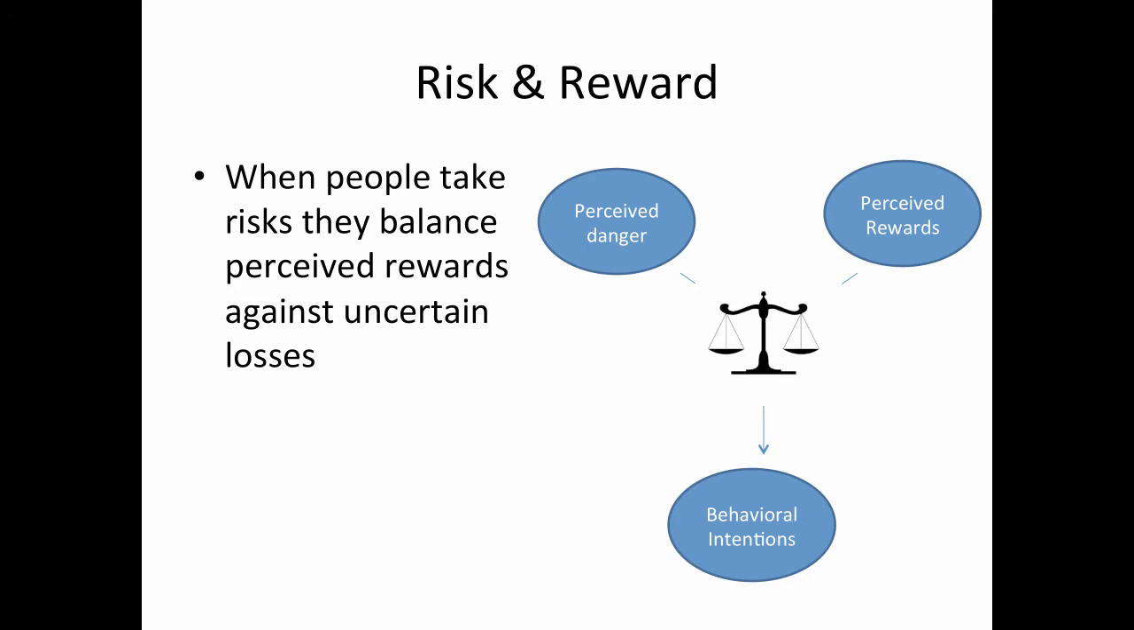My wife and I have different reactions to this. A couple of days past expiration dates, I'm like, it's probably fine. She has a hard and steady rule. Okay. But this is the notion of balance, perceived danger, perceived rewards. What do we get out of acting versus what are the potential losses? This balance that we perceive is going to be the determinant of our behavioral intentions. What do we decide to do?